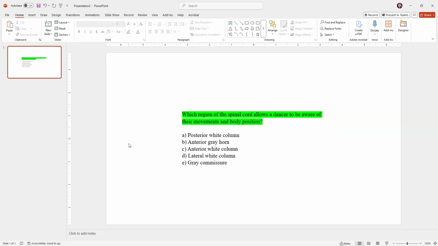So what sensation are we talking about here? Isn't it equilibrium? Being aware of their body movement and position. Equilibrium is maintaining balance. In order to maintain balance, you have to be aware of the body's position. So what helps you be aware of the body's position? It's called proprioception. So where does the proprioception pathway go?